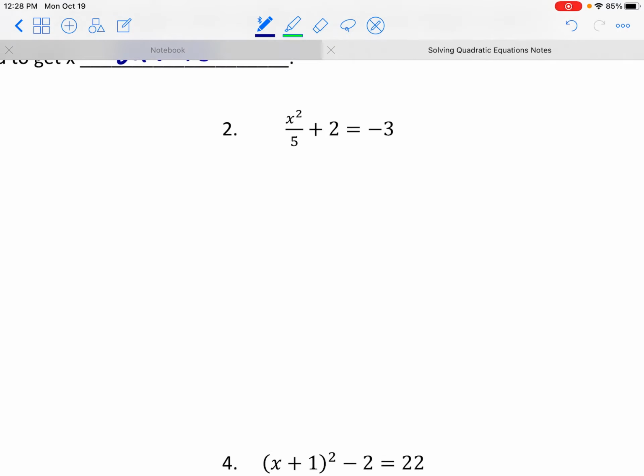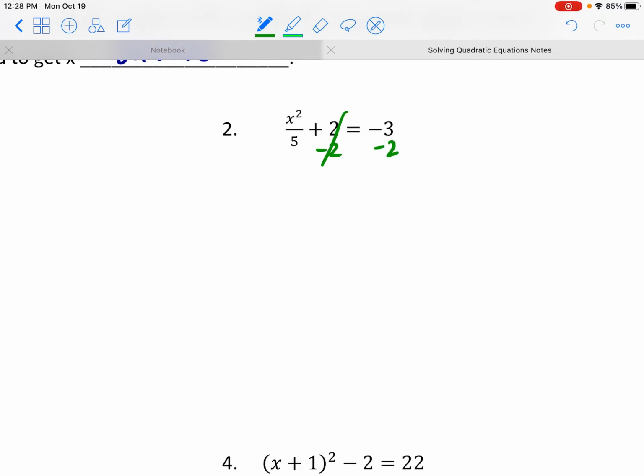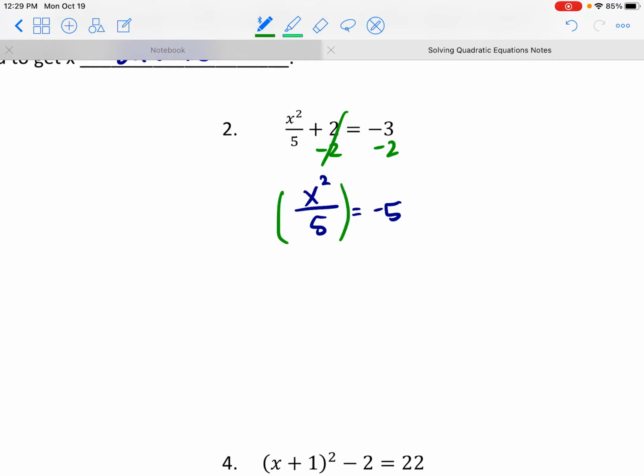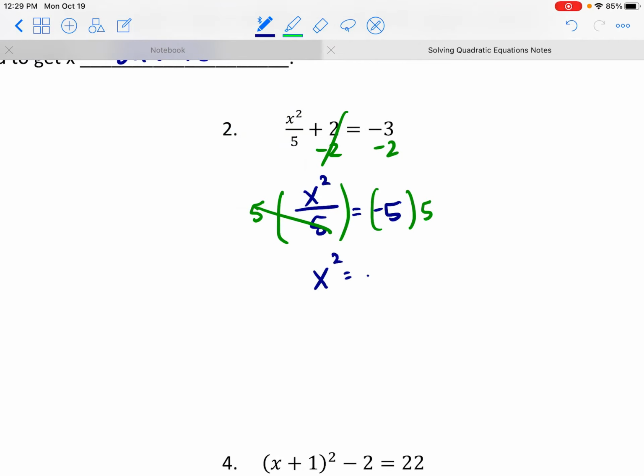Okay, same concept here. I'm going to subtract the 2 from both sides. And now we have x squared divided by 5 equal to negative 5. And now to get rid of division by 5, I'm going to multiply. So I'm going to multiply this side by 5, multiply this side by 5. That cancels those. And that leaves me x squared equal to a negative 25. Now we're going to square root to get rid of the square. Square and square root are going to cancel, so x is all by itself, and on the other side, I'm putting in my plus or minus every time I square root.